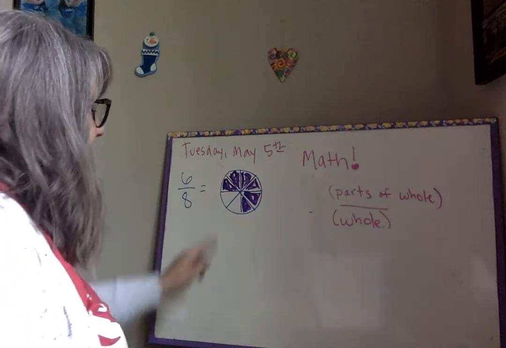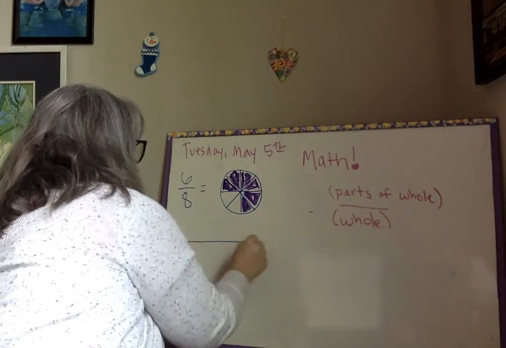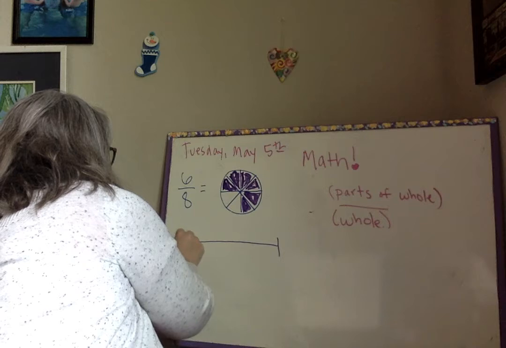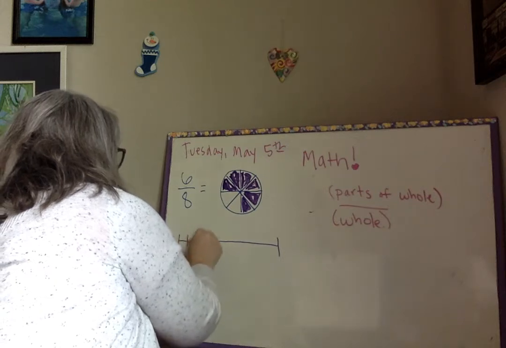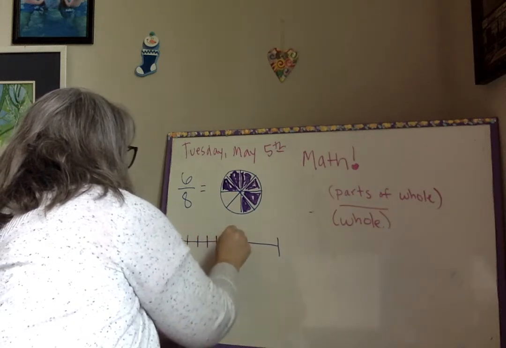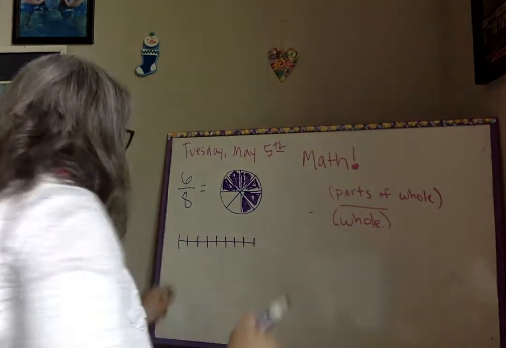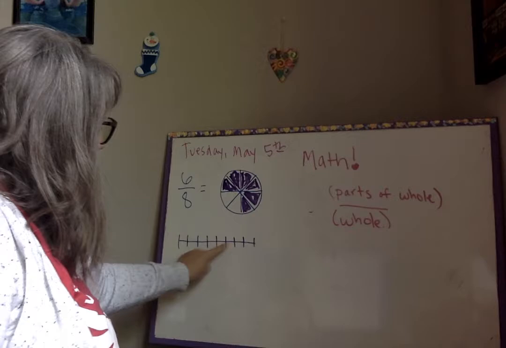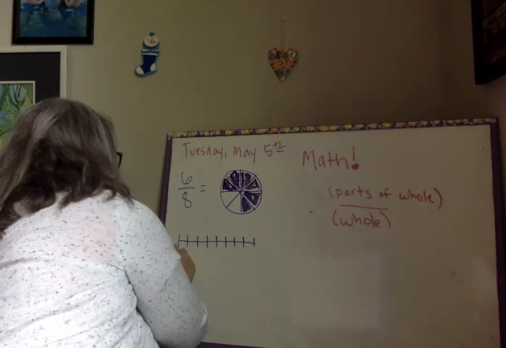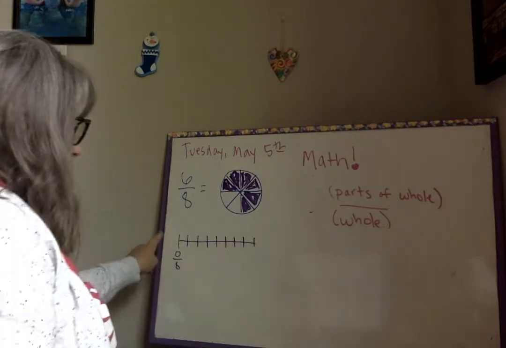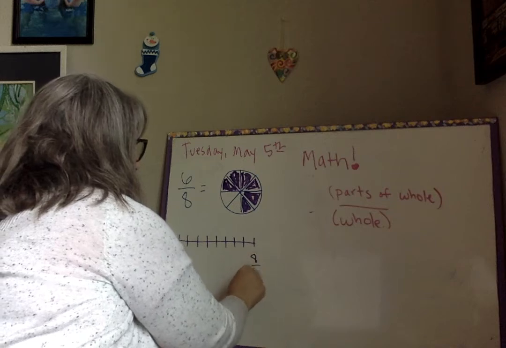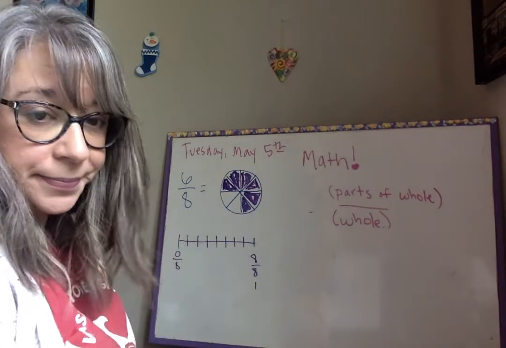This represents this, and if we were to do a number line, how many parts are we going to do? We're going to do 8. So 1, 2, 3, 4, 5, 6, 7, 8. Ooh, I made that really long. I gotta double check my work. 1, 2, 3, 4, 5, 6, 7, 8. There we go. So this is 0 over 8, and this will be 8 over 8, or 1 whole.